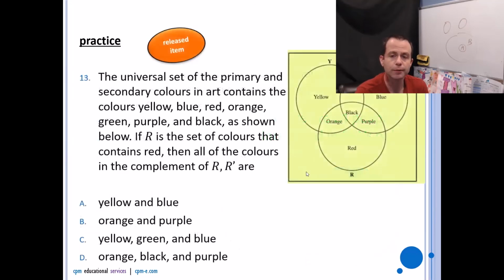All right, the universal set of primary and secondary colors in art contains the colors yellow, blue, red, orange, green, purple, and black as shown. R is the set of colors that contain red. Then all the colors in the complement of R, so that's not R or R prime. Okay, well, let's just highlight R for a second. There is all my ones that contain red. So not R would be yellow, green, and blue. They're the things I didn't just highlight, okay? So the answer there would be C.